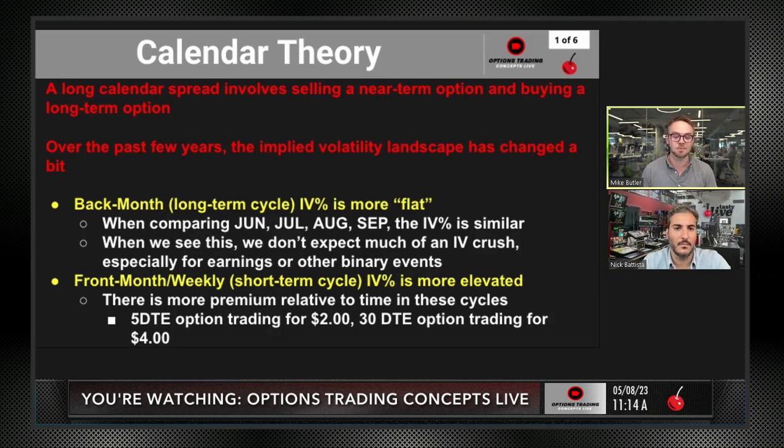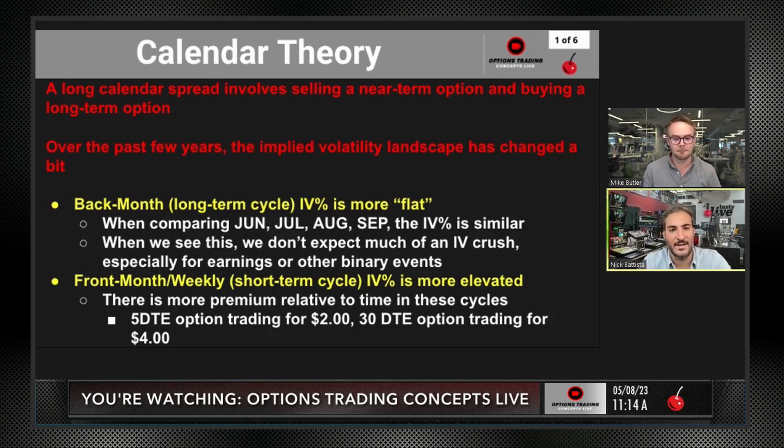So for an example, if you're looking at a 5-day option that's trading for $2, and then you look at a 30-day option on the same strike and it's trading for $4, well, in that case, you are getting 50% of the premium over the 5-day cycle relative to the 30-day cycle. So that ratio of premium to time is significantly higher in this particular example. That's what we're trying to do.